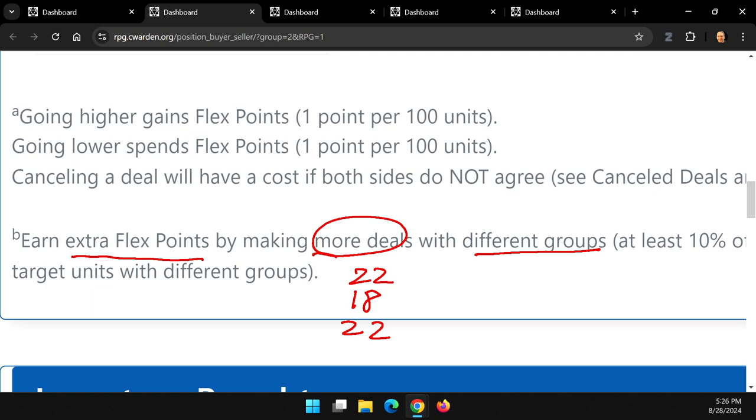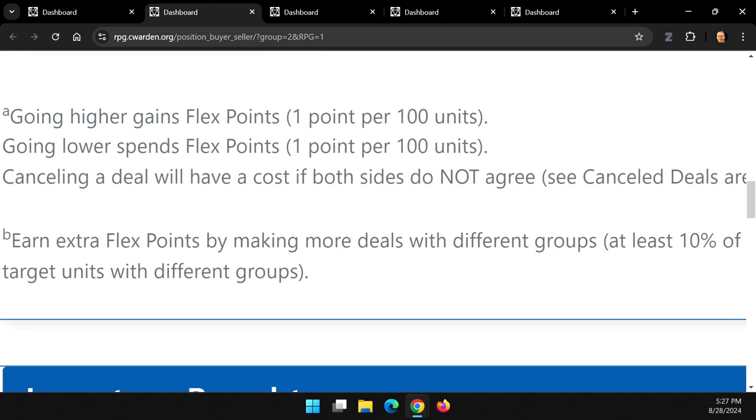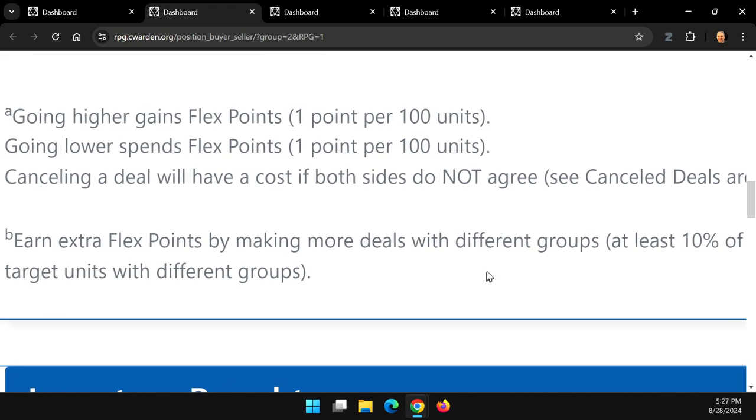But what does that mean? That means that this group and this group counts as one relationship, and this one is another relationship. So this would be one relationship, and this would be a second relationship. And we give you extra flex points for every relationship you create. So it's very helpful to make deals with more than one group. However, there's a little bit of a limitation or a rule you must follow.